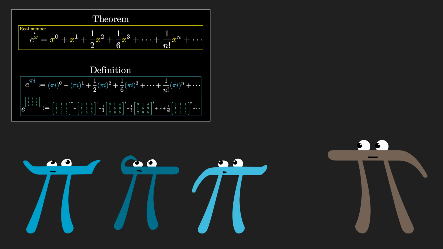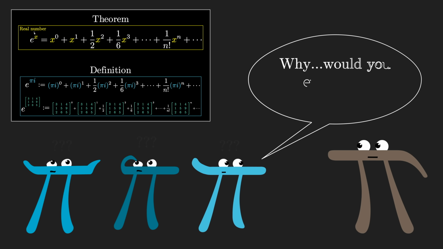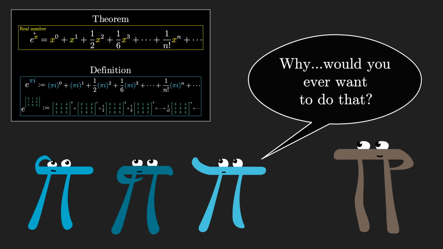Just seeing the definition like this, in isolation, raises all kinds of questions. Most notably, why would mathematicians and physicists be interested in torturing their poor matrices this way? What problems are they trying to solve?